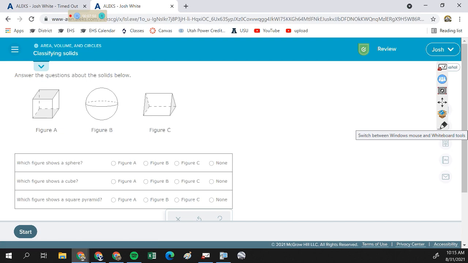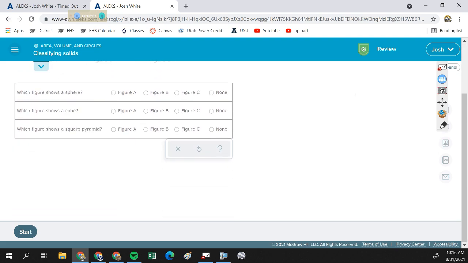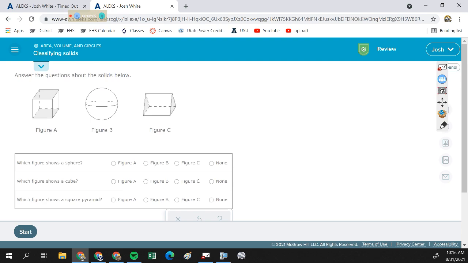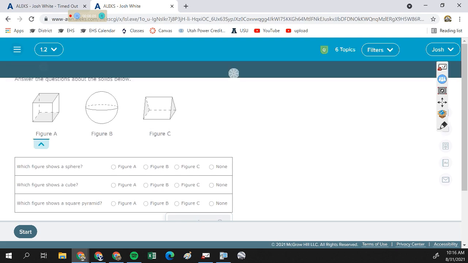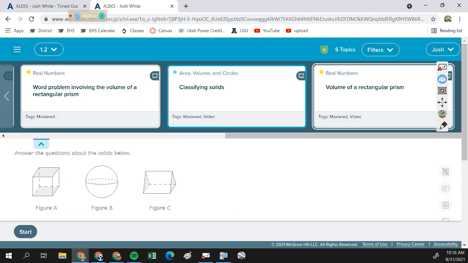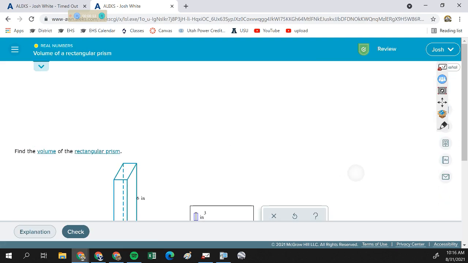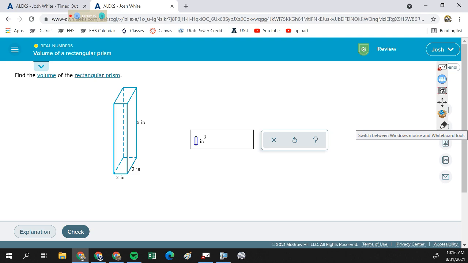All right. So here we have a sphere, a cube, and a square pyramid. I don't know if there are other options, but those are pretty self-explanatory, right? There might be other examples too that you're going to run into. And another volume problem.